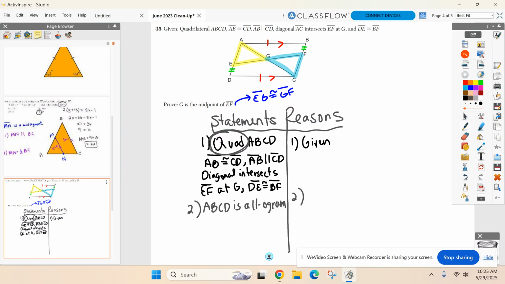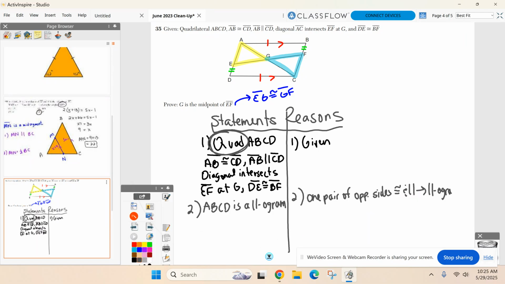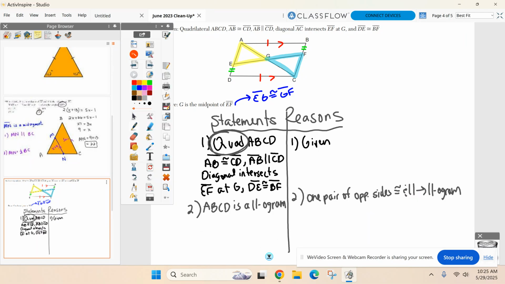You better tell me that before you want to use any of its properties. Why is it a parallelogram? Because I have one pair of what? Opposite sides, congruent and parallel. That implies a parallelogram. All good. All right, now we can use some properties.